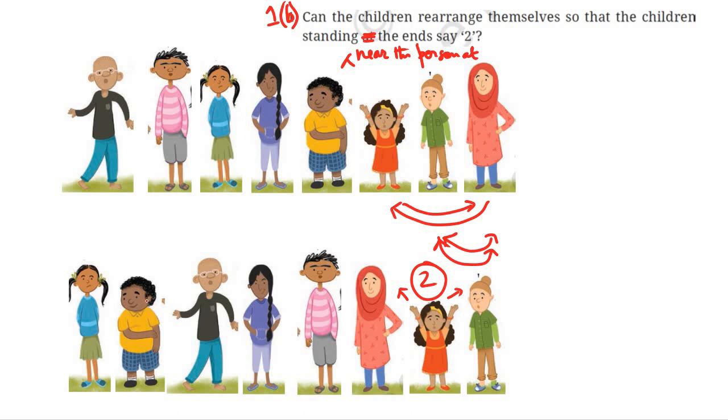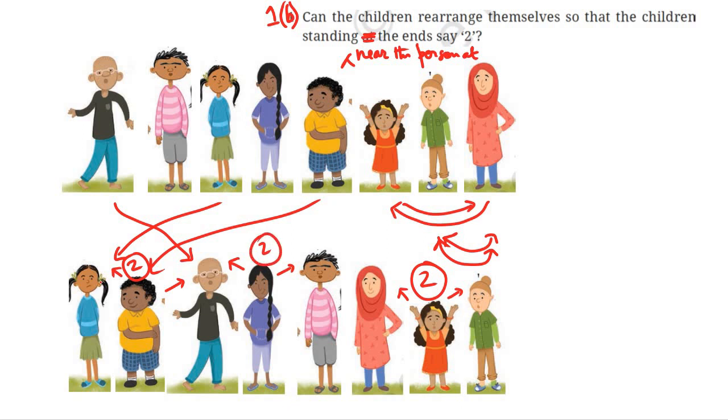Next, here you can see, again if I put this girl over here and the boy over here and this fellow I put over here, then both of them are taller than him, so he can also say 2. So if the question is changed like this, for the children standing near the person at the ends, then it is possible, otherwise it is not possible. Actually you see, in this case over here, this girl can also say 2. So we have got a pattern.